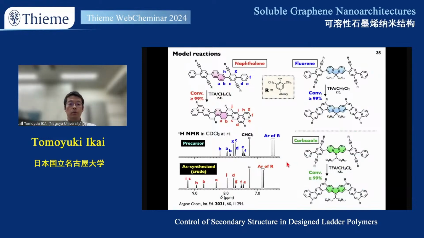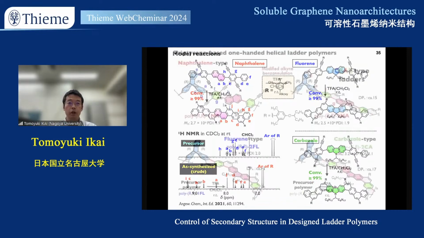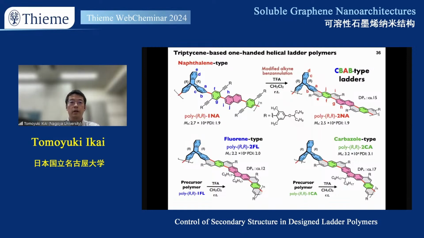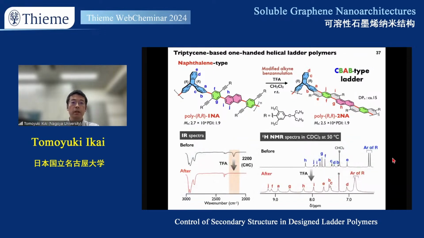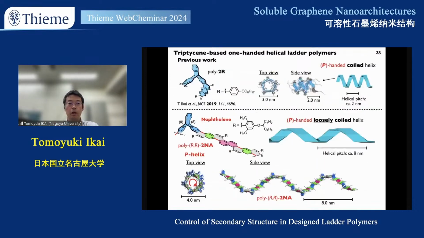We first checked that the modified alkylation of the naphthalene, fluorene, and carbazole molecules proceeded quantitatively in all cases. So we could easily synthesize these ABAB type rubber polymers. The structures look complicated, but the proton NMR of the rubber polymer is very simple, as shown here.